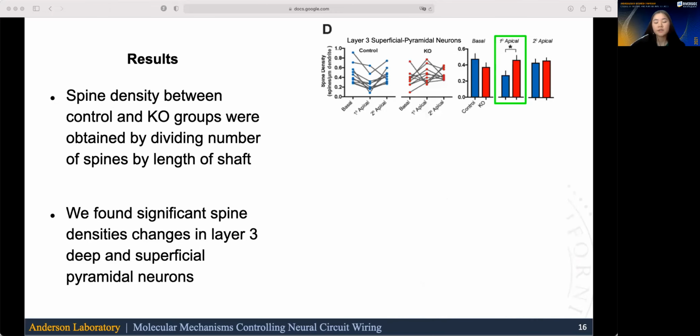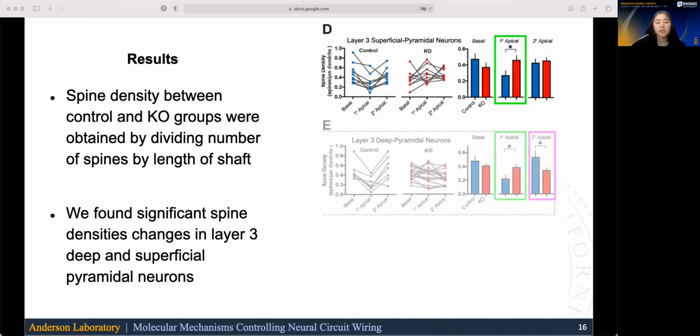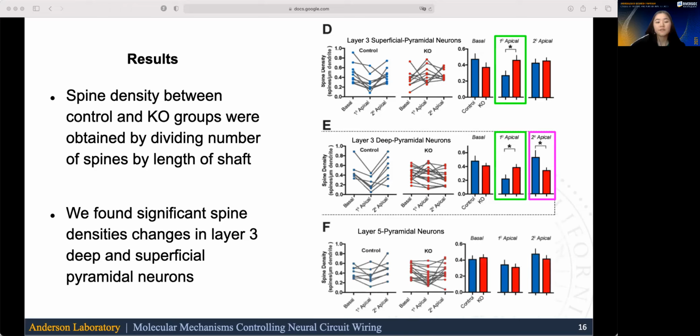We discovered that there were significant differences in spine densities in the deep and superficial regions of layer 3 pyramidal neurons of the MEC. For superficial layer 3, we saw a marked increase in the spine density of the primary apical dendrite. On the other hand, for deep layer 3, we also saw an increase in the spine density of the primary apical dendrite, but we also saw a decrease in spine density for the secondary apical dendrites. We also looked at layer 5, but found no significant differences. From these results, this suggests latrophilin 2 has a layer-specific role in controlling the synaptic connections of the MEC.